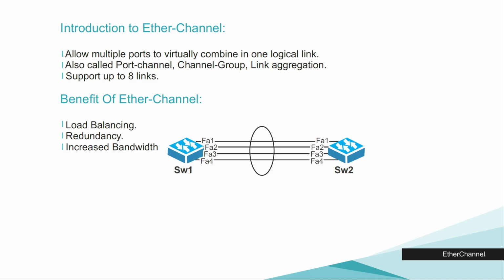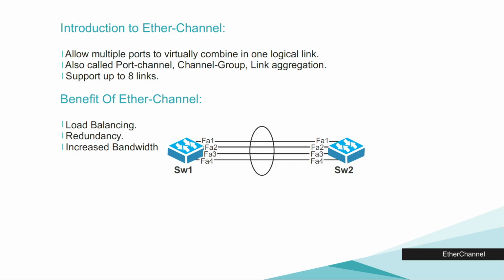So Etherchannel allows multiple ports to virtually combine into one logical link. Some people also call the Etherchannel port channel, channel group, and link aggregation. Etherchannel supports up to 8 links. So if we have more than those 4 links, if we have 8 links, we can combine those 8 links into one logical link. The benefits of Etherchannel are that it allows us to have load balancing, redundancy, and it increases bandwidth.